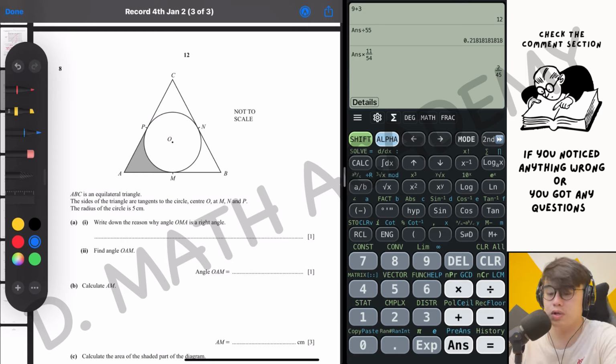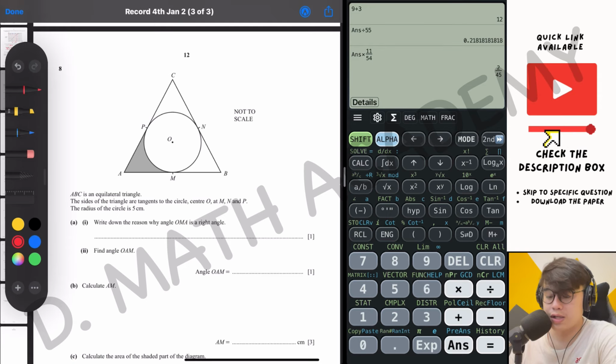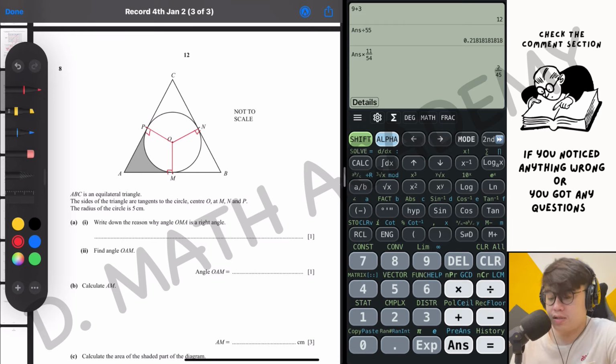Okay, so this will tell us that if we were to join these lines together, like joining this P, O and P point, O and N point, our O and M point, all this will actually form a 90 degree. Okay, that's the keyword that they were trying to hint us. So write down OMA is a right angle.